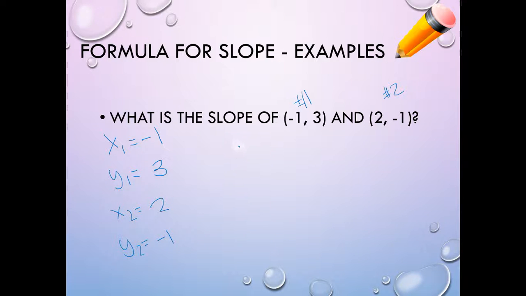So now I'm going to subtract my y's from one another. I'm going to do y2 minus y1, so negative 1 minus 3, all over x2 minus x1. So x2 was 2 minus a negative 1. Negative 1 minus 3 is a negative 4. And it looks like I'm going to get 2 plus 1, 3. So I should have negative 4/3, which cannot be simplified down.